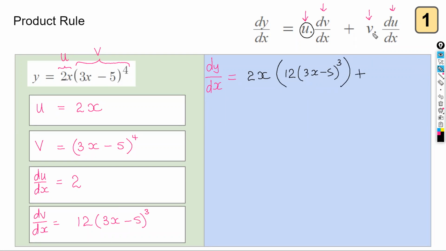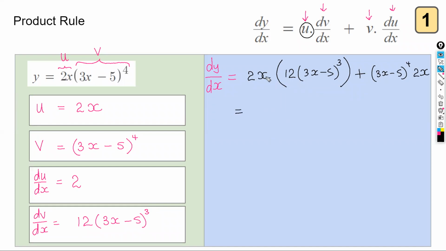Plus, how much is v? Where's v? V is this guy here: 3x minus 5 to the power 4. And then we have to multiply this by du dx. du dx is 2x. Right, now there's very little we can do to simplify this.